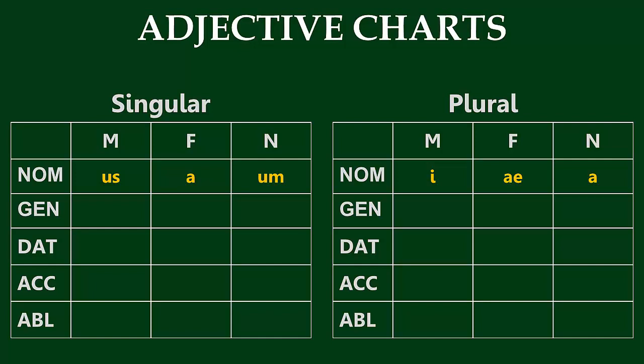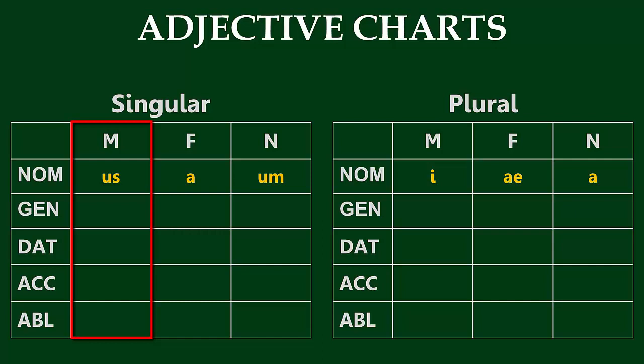The cases are listed in the same order as always: nominative, genitive, dative, accusative, and ablative. Similarly, the genders are always listed in the same order as well: masculine, then feminine in the middle, and finally neuter. All right, let's start with the masculine singular.